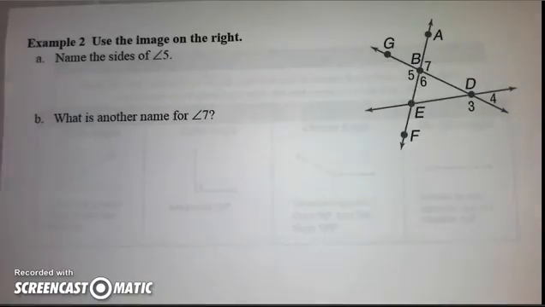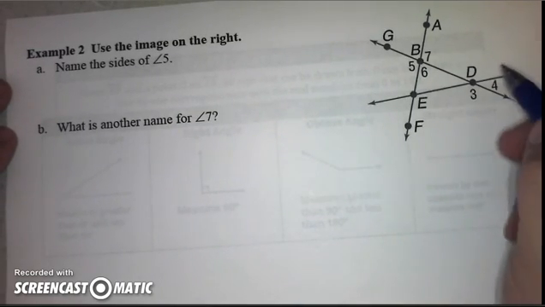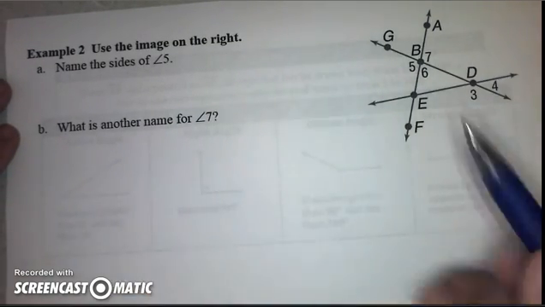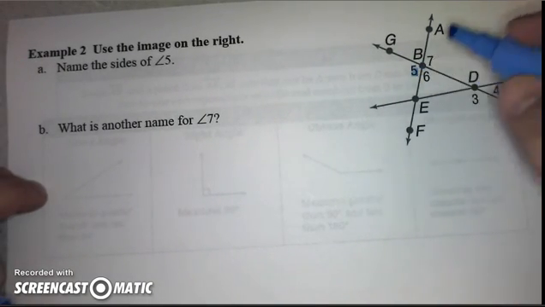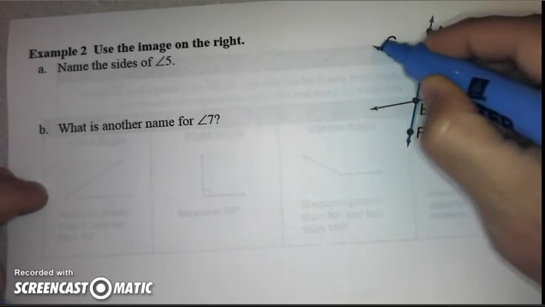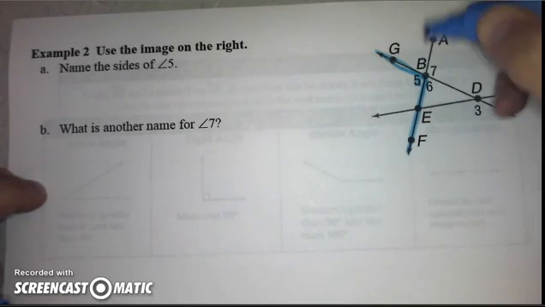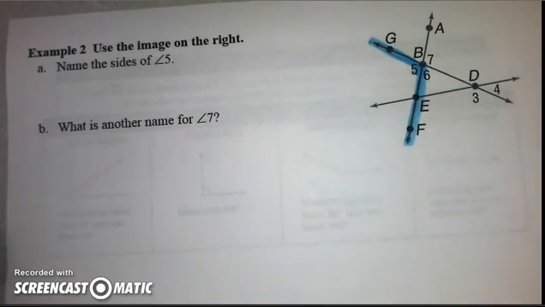All right, let's move right along. Example 2. We're going to use this image to name some sides of different angles and name some other things. So we want to find angle 5, and again I'll highlight that for you. Here's angle 5. That's formed by these rays. Since angle 5 is formed by those, we want to name the sides.